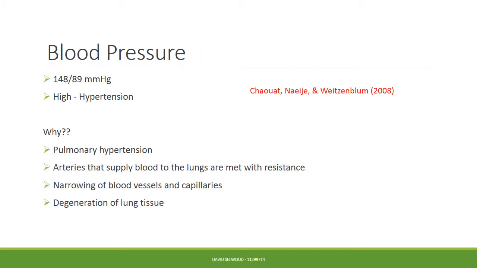Blood pressure. Pulmonary hypertension. This is common in sufferers of COPD for obvious reasons. The arteries that bring blood to the lungs are met with considerable resistance due to the narrowing of blood vessels and capillaries. This is caused by the degeneration of lung tissue.